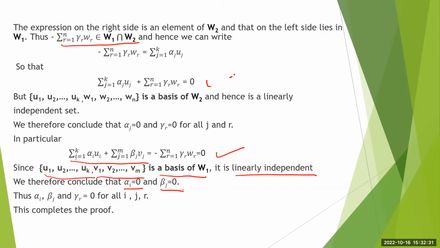From here, we concluded all gamma r's are 0. And here all alpha i's and beta j's are 0. So we can directly say that this is 0. So this completes our proof.